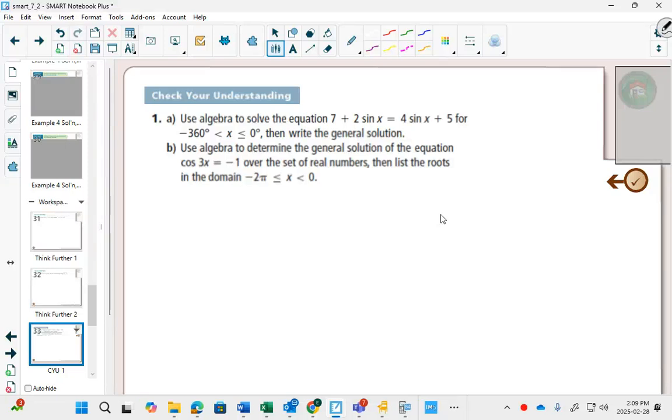In fact, question 1A is technically a grade 11 question because we went back to degrees. But they give us a different domain to look at than normal. Normally you go 0 to 360. This one's saying negative 360 to 0. Does that make sense on your pie plate?